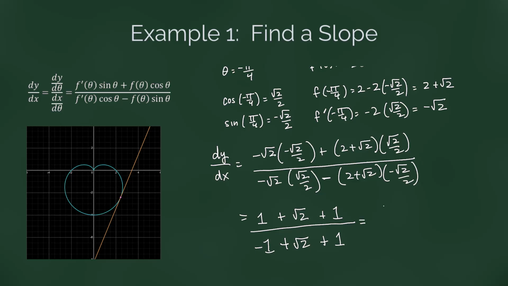So adding things up, we get 2 plus root 2, all divided by root 2, and when we divide both of the terms in the top by root 2, we end up with the square root of 2 plus 1 as the slope of the tangent line to that cardioid that we see in the image.